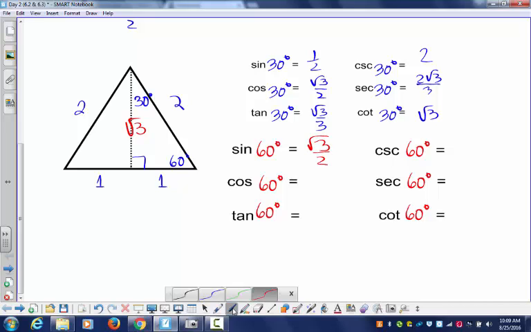√3 over 2. Cosine, again, the cofunction is sine. Complement is 30, so 1/2. The cofunction for tangent is cotangent. That's right there. And 30 is the complement, so those two should match. And similarly, these two should match. And then these two are just reciprocals. Or you could go up there and match them with their cofunction.